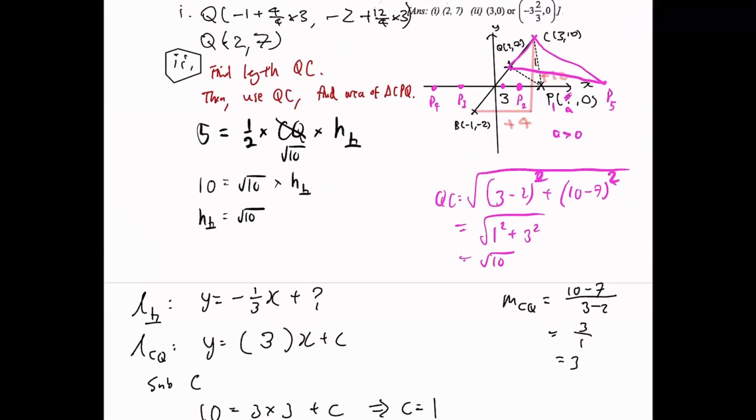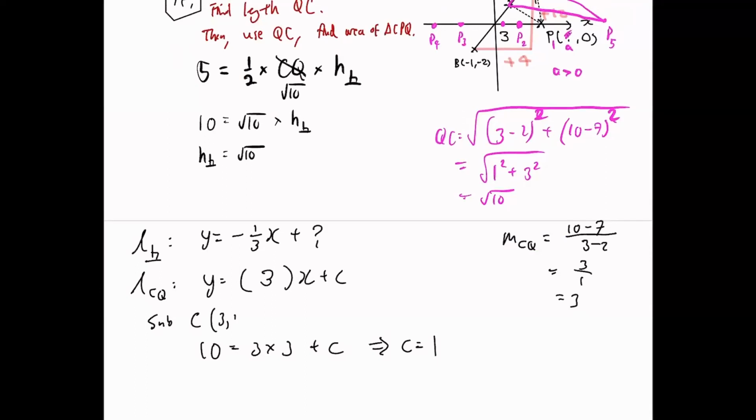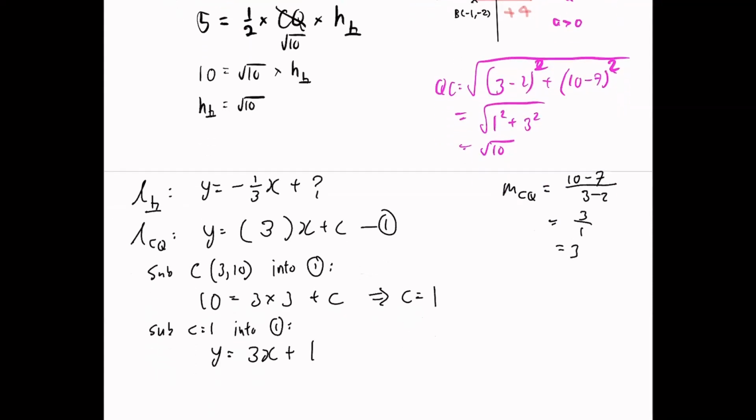Yeah, so you are basically substituting the coordinates of C, which is (3, 10), into the equation of, I'll call this 1, into 1, which means that we will get c equal to 1. Therefore, sub c equals 1 into equation 1, and we obtain the following: y equals 3x plus 1. Okay, that is the equation of line CQ. Let's just call this 2.